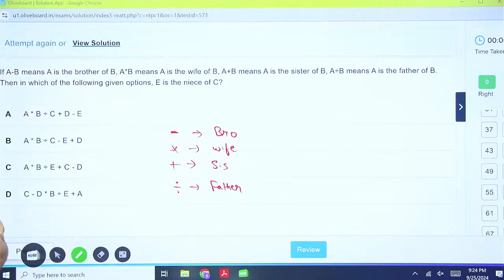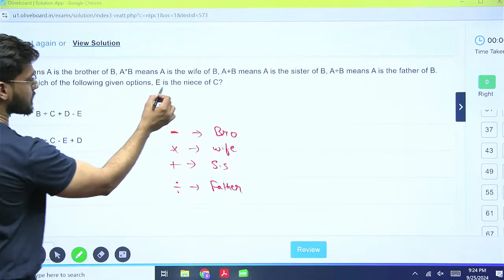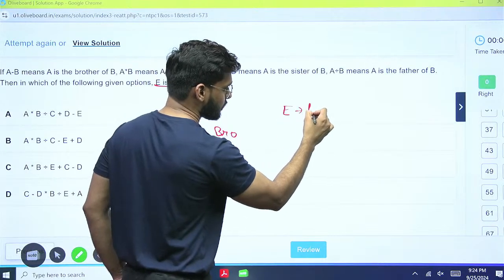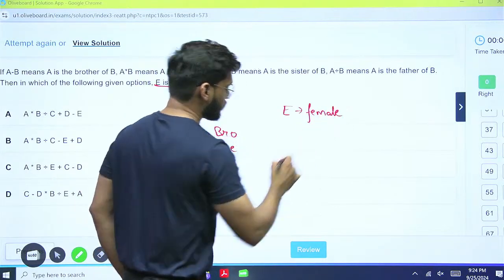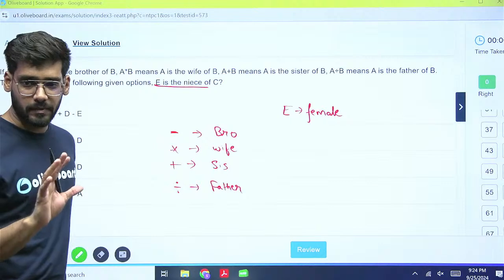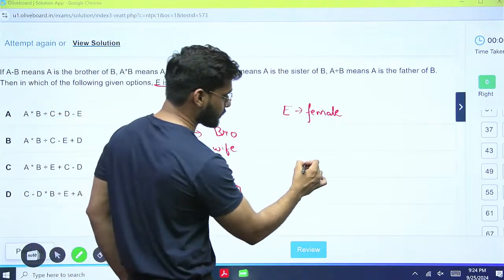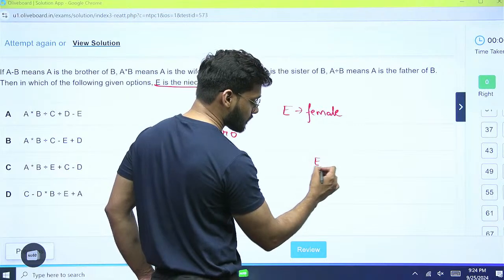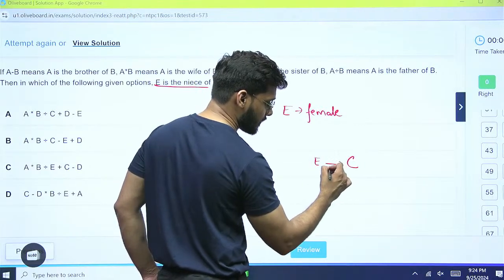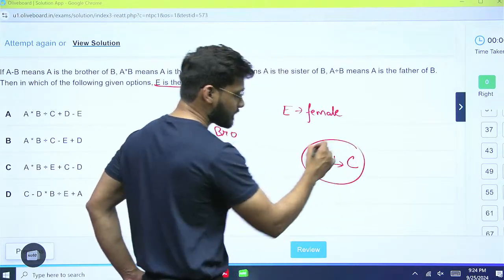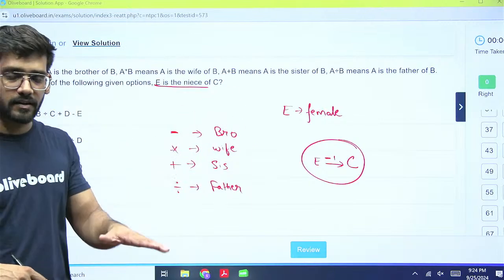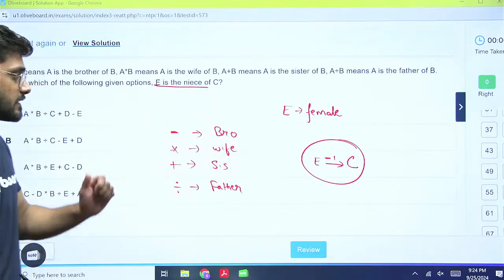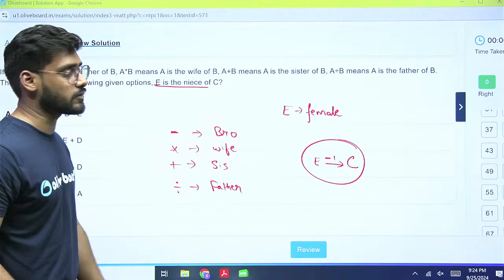Now we have to find out in which of the following options E is the niece. If E is the niece, then E should be female. E is the niece of C, so the difference of generation between E and C should be minus 1. Because E is the niece, E will come in the lower generation as compared to C. E will come after the generation of C. Only then can we determine that E is the niece of C.